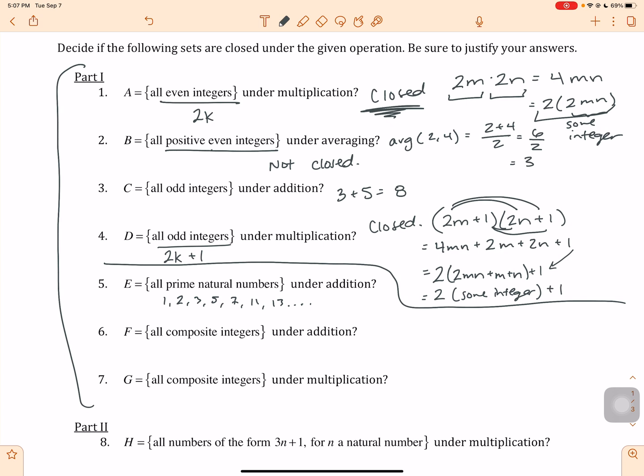Same thing here, all composite, that just means not prime. So that's if you add composite integers together, do you get a composite integer? If yes, it is closed. If no, it is not closed. So you want to try to think of if there's a counterexample or not. And then same idea for G, so all composite integers or the not prime integers and so on. Okay.